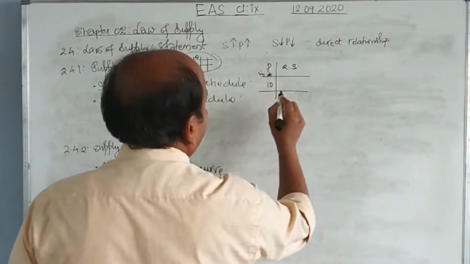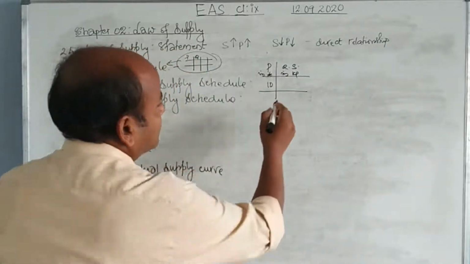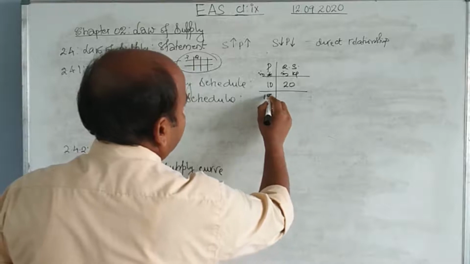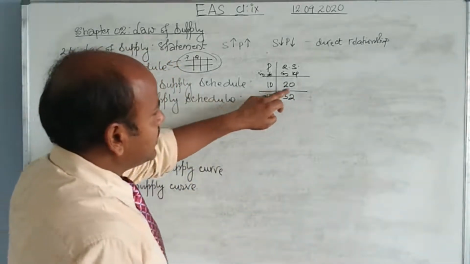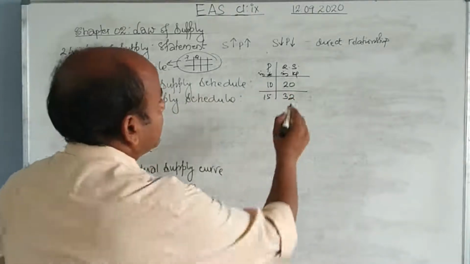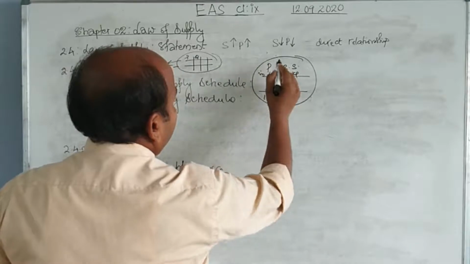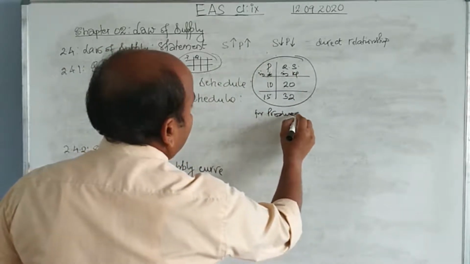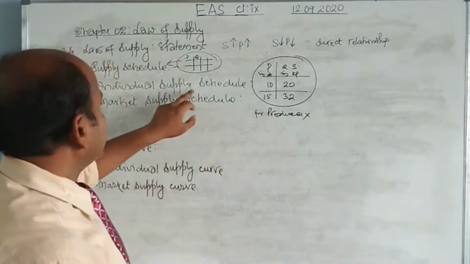Quantity supplied in kg. When the price is 10 rupees, somebody is producing 20 kg and selling it. But when the price becomes 15 rupees, he would like to supply 32 kg. Okay, so when the price is increasing, he is supplying more. So this is an individual supply schedule because this is for producer X, because there is only one producer. So this is individual supply schedule.